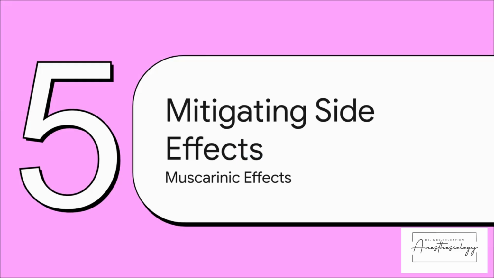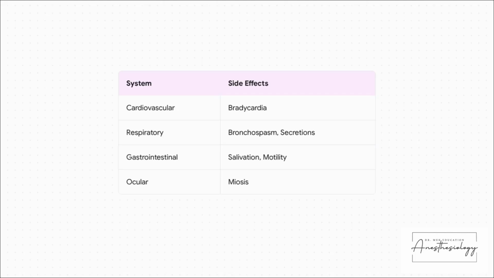So on top of its limitations, we also have to actively manage its side effects, which are inevitable. That brings us to Section 5, mitigating the muscarinic effects. Because we're flooding the whole system with acetylcholine, not just the neuromuscular junction, we get these widespread muscarinic effects. Cardiovascularly, that means bradycardia. In the respiratory system, you can see bronchospasm and increased secretions. And of course, there are the GI effects like increased salivation and motility.